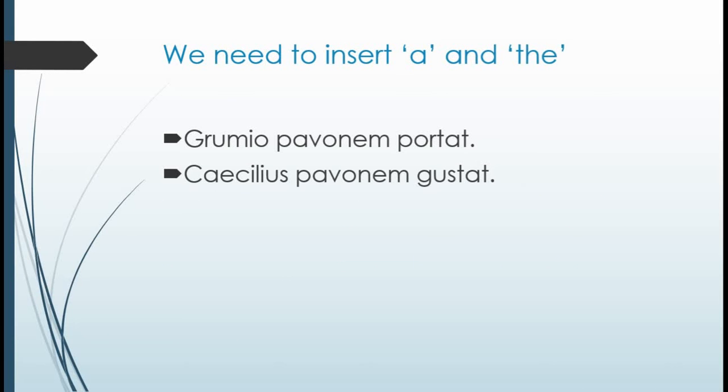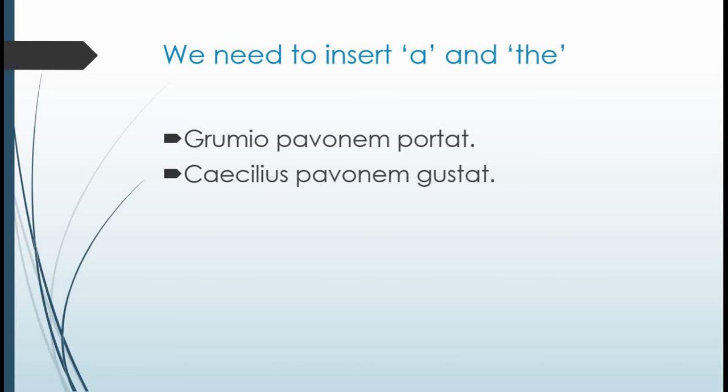One of the first things that we learnt with Latin was that they don't have what we call in English an article, which is just a fancy way of saying a and the. So they don't have that in Latin. We need to make sure that we put that in. For example, Grumio pavonem portat means Grumio is carrying the peacock. We need to make sure that we've got that a or the in there to make sure that our translation makes sense to our English audience.